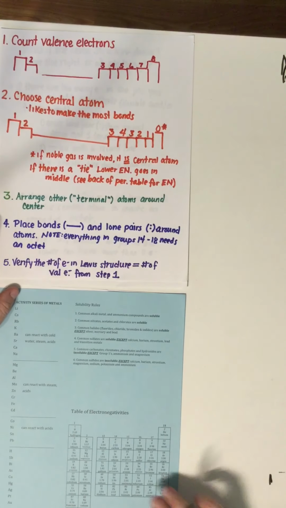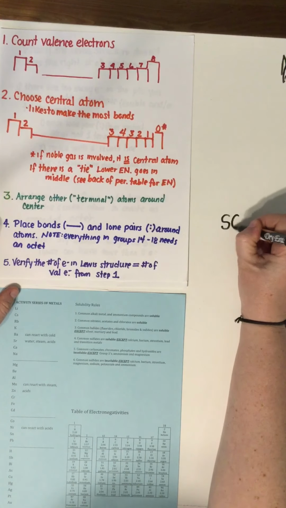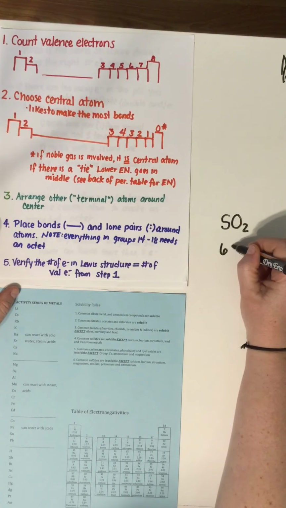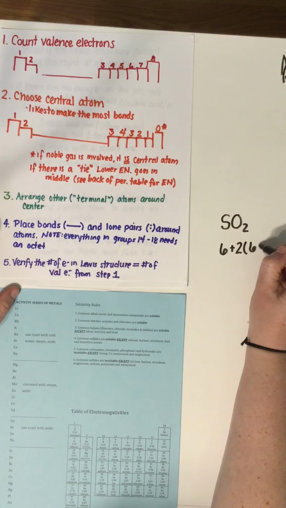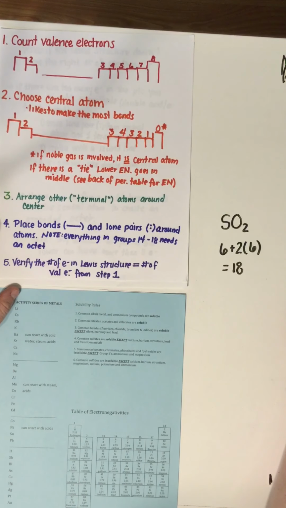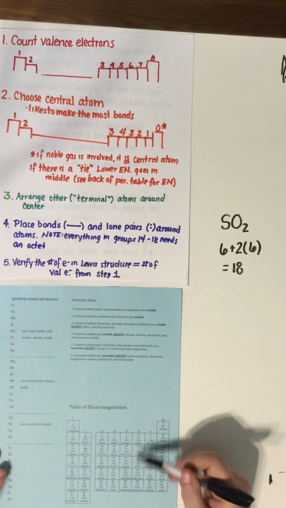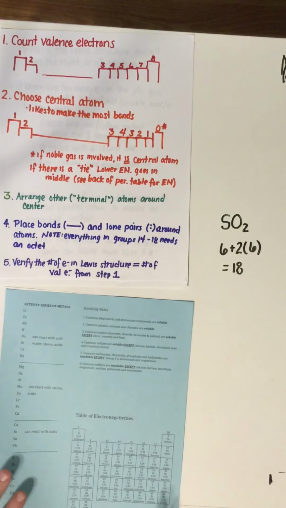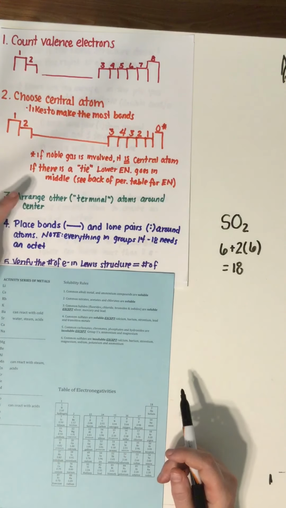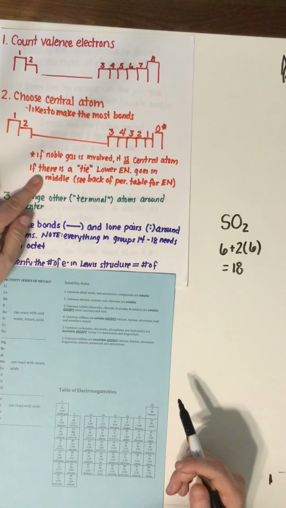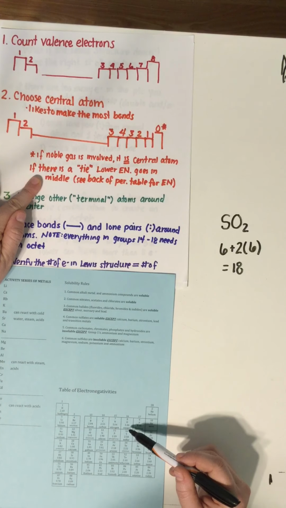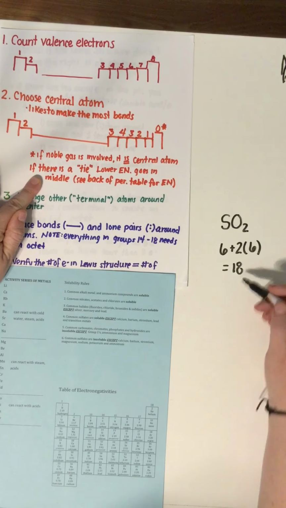We've got sulfur dioxide. 6 valence electrons plus 2 times 6 again. That's going to be a total of 18 valence electrons. Here, sulfur and oxygen are actually within the same group. They like to make the same number of bonds, and when that happens, then we're actually going to put the one that has the lower electronegativity in the middle. So sulfur's electronegativity is 2.58. Oxygen is 3.44, sulfur gets to go in the middle.